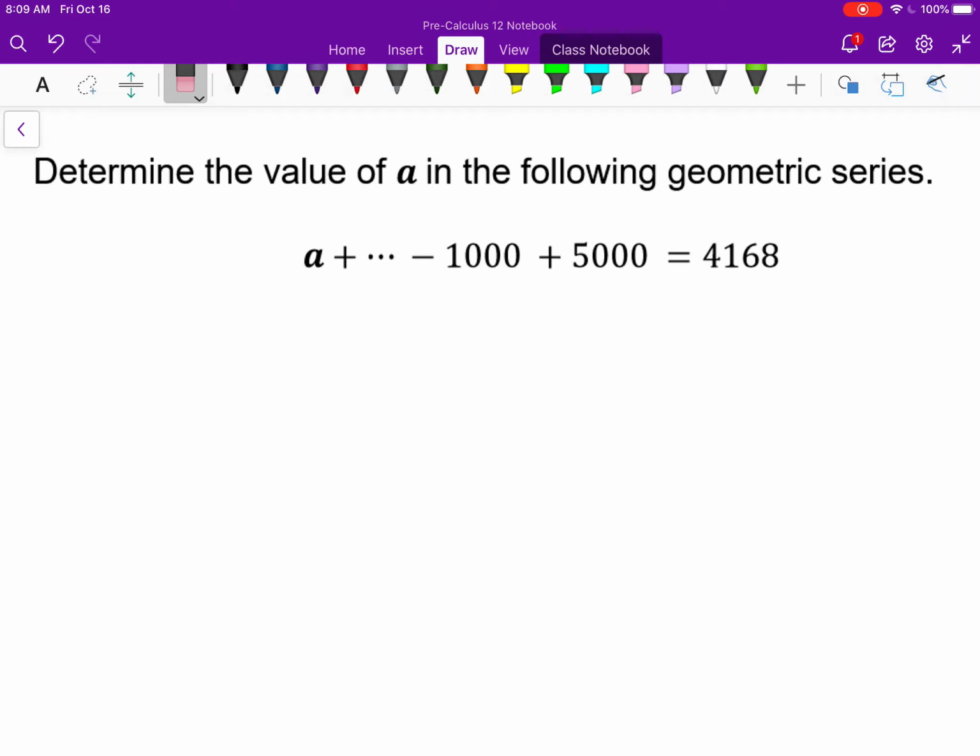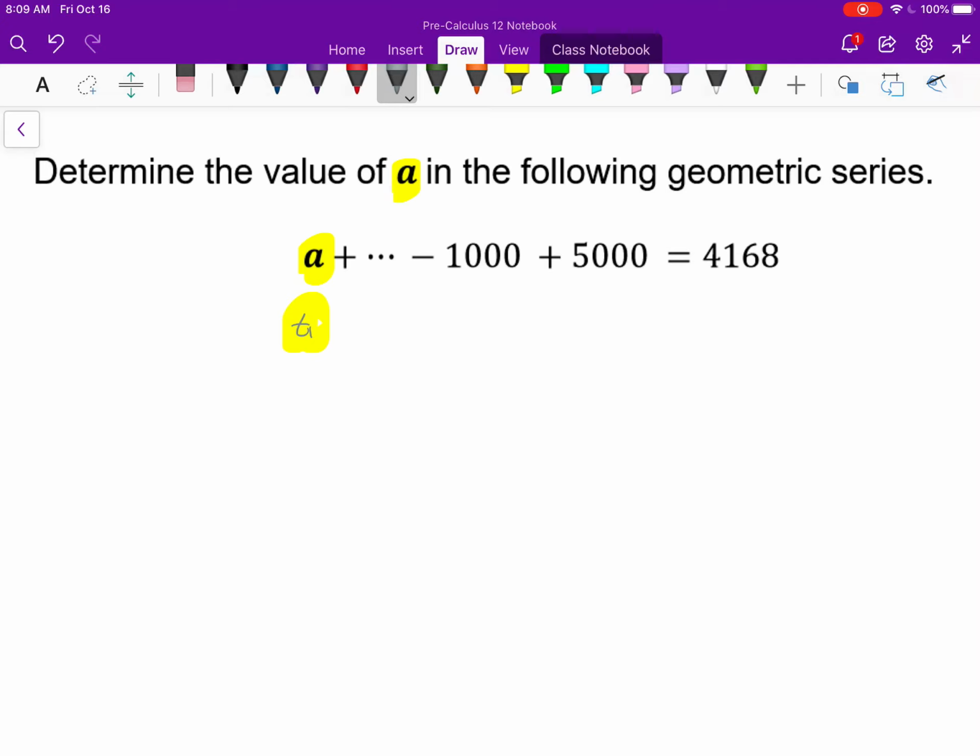Determine the value of a, really the first term, in the following geometric series. OK, so a is the first term. I'll just even label it T1. So a is the T1, I don't know. Then I skip some terms. And then I have negative 1,000 plus 500, but I know it equals 4,168. So how can I find the first term?